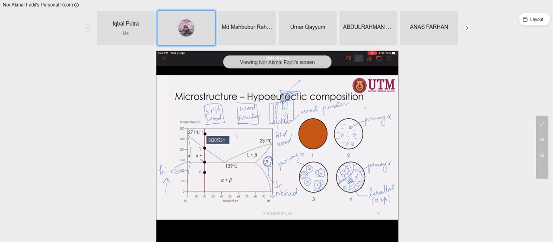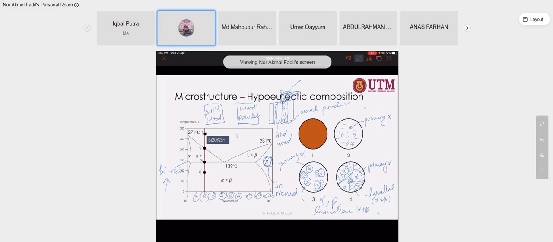By understanding the properties of three different phases, one is a single alpha, another is a single beta, and another is lamella alpha plus beta, you can design your alloy with the properties that you want. Each different composition will produce different mechanical properties. So you must know which one is the best that suits your design.